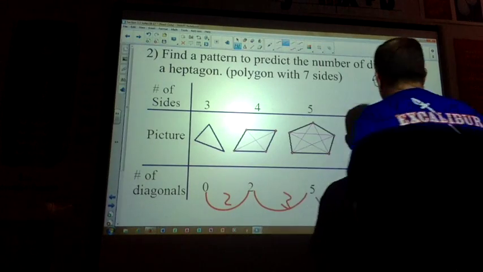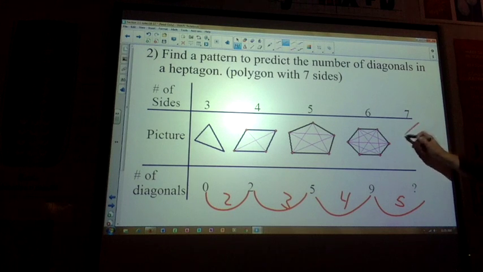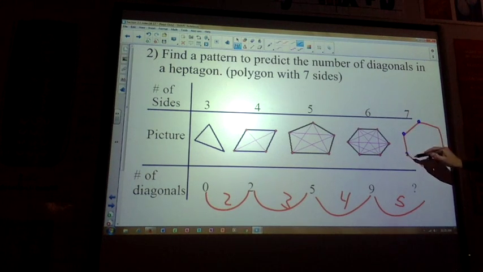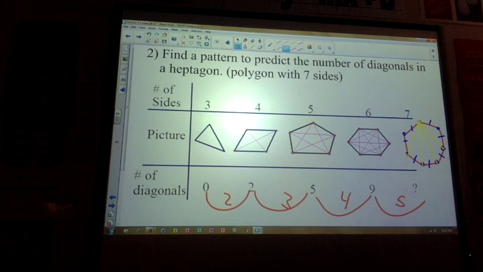I'm adding 2 each time. So let's try and draw a 7-sided object. 1, 2, 3, 4, 5, 6, 7. And just to make me feel better, I'm going to put a dot at each of the vertices. Is that 7-sided? 1, 2, 3, 4, 5, 6, 7. Is that good? Feel okay? All right, yellow. There's a diagonal 1, and 2, and 3, and 4. Is that all right?